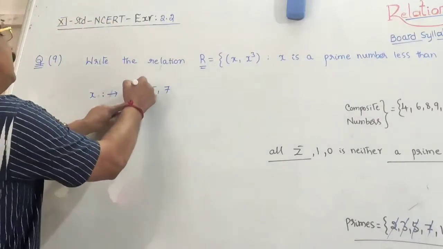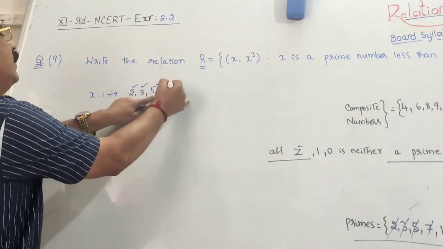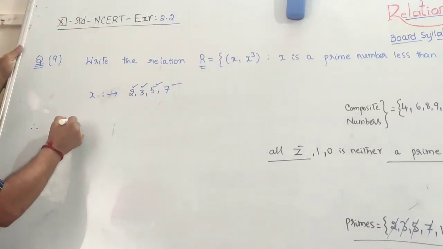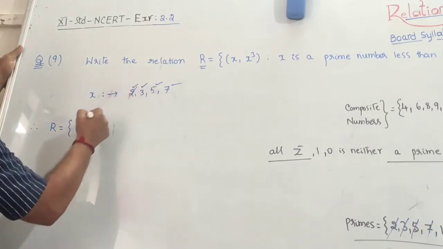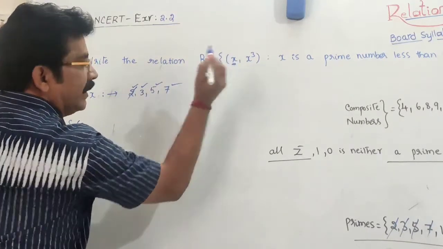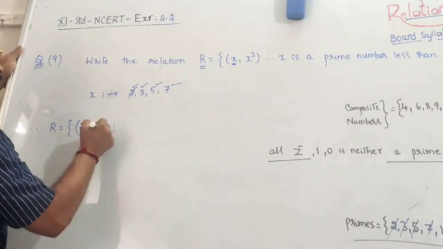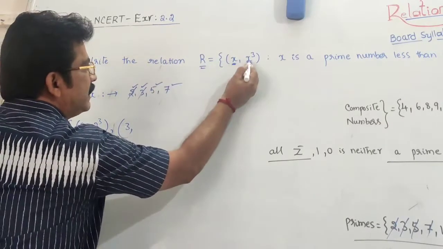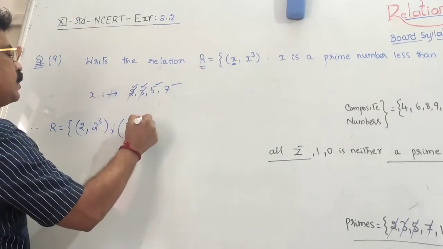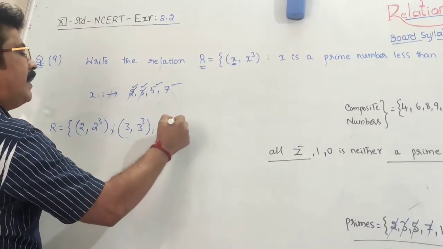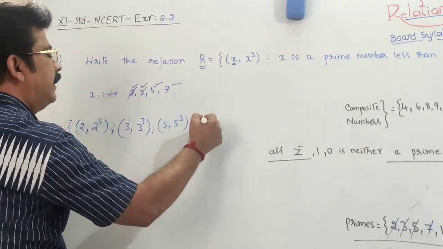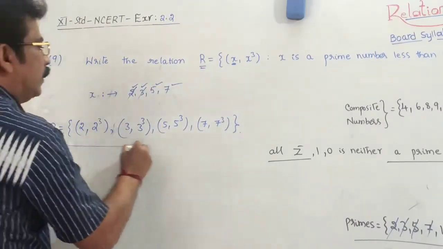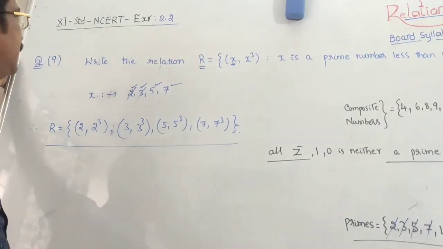We can take X equal to 2, next X equal to 3, X equal to 5, X equal to 7. So clearly capital R is equal to the set of: for 2, we write X comma X cubed, next 3 comma 3 cubed, 5 comma 5 cubed, next 7 comma 7 cubed. That's all. This is the roster form of the given relation.